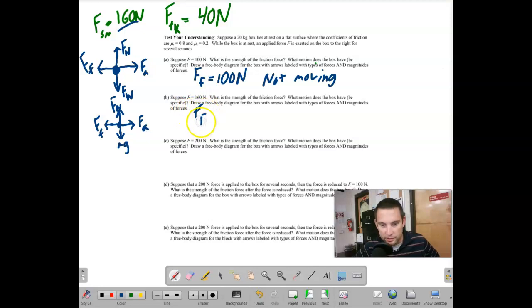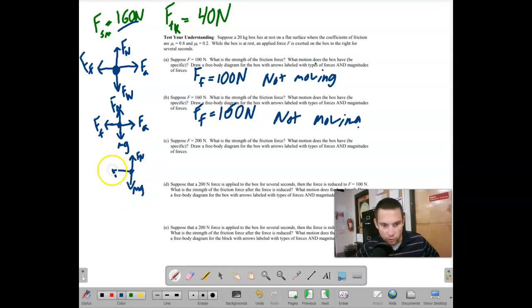So in this instance, we have not yet overcome static friction. It hasn't broken yet. Still not moving. All right. Now that we are applying 200 newtons, now we're no longer in static equilibrium.